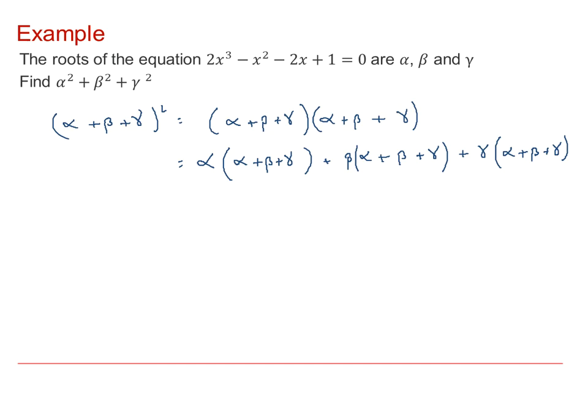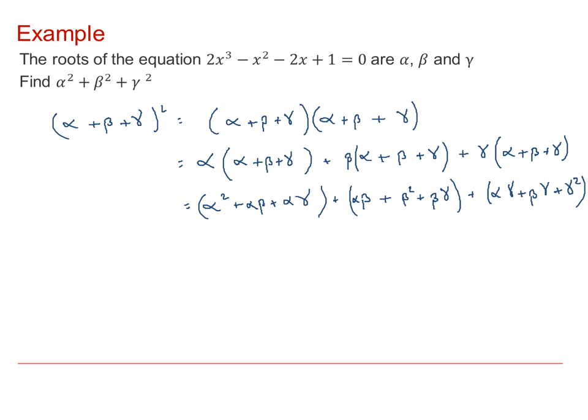So multiplying out the first bracket, we get alpha squared plus alpha beta plus alpha gamma. The second one is alpha beta plus beta squared plus beta gamma. And finally, alpha gamma, beta gamma, and gamma squared.